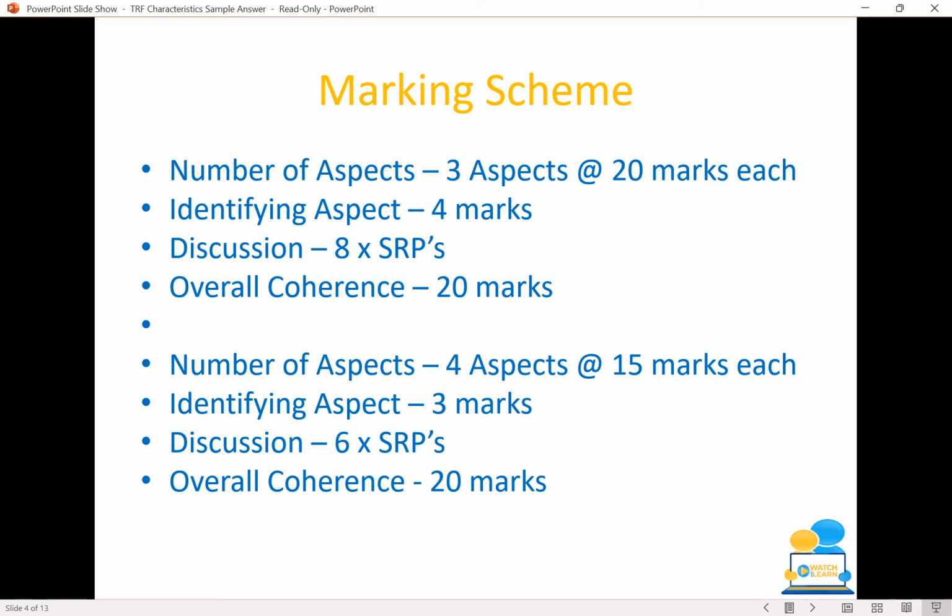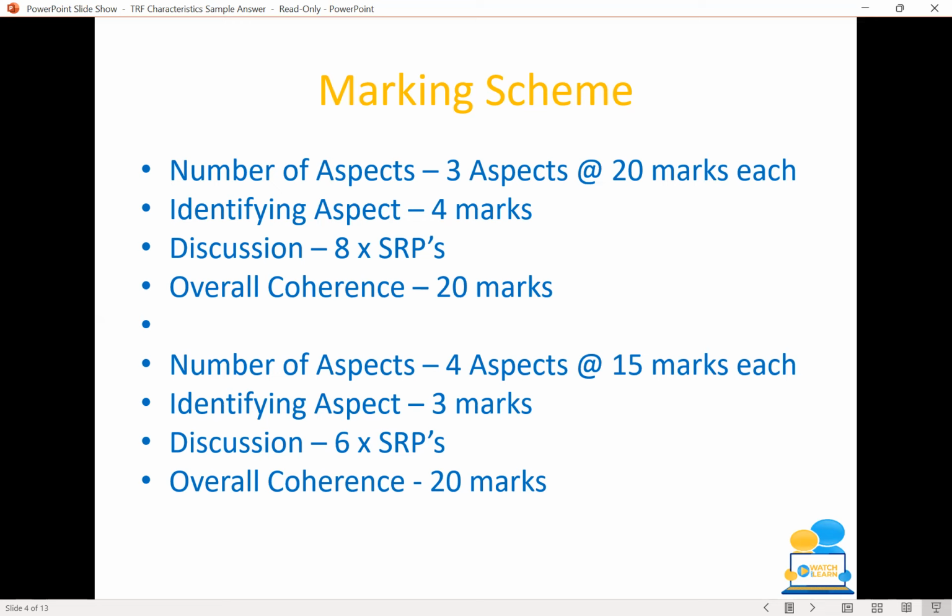Then the leftover marks will go for your overall coherence. So 20 marks for your overall coherence would be included there. Your overall coherence is if you have a good structure on your answer, if you have developed your answer well, you've answered the question that has been asked, you've got enough SRPs in your answer, and that you have 3, or it depends, 4, if that's what you're doing, 3 well-defined aspects that the examiner can follow easily.